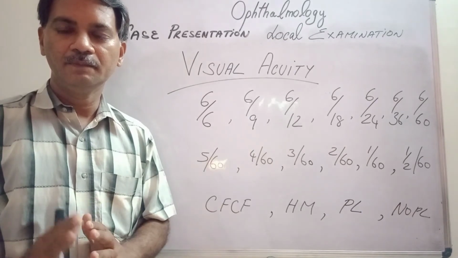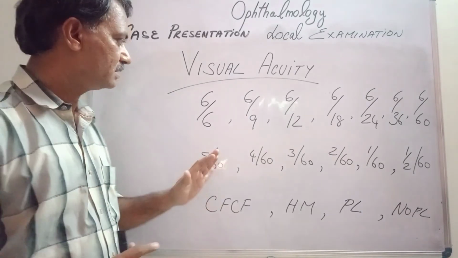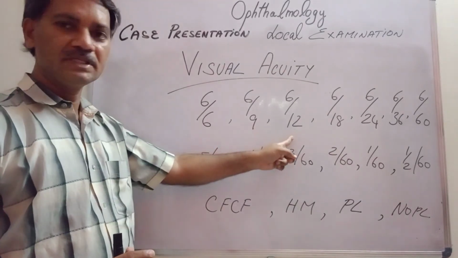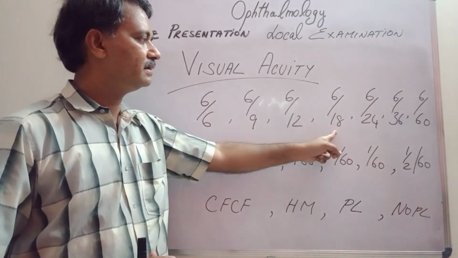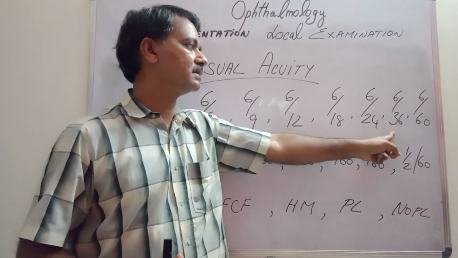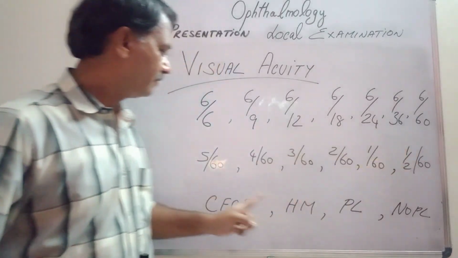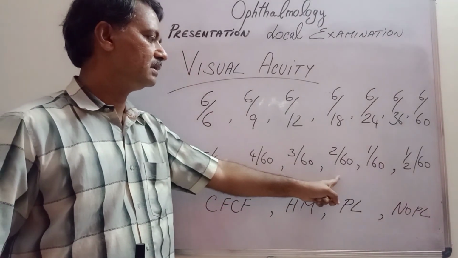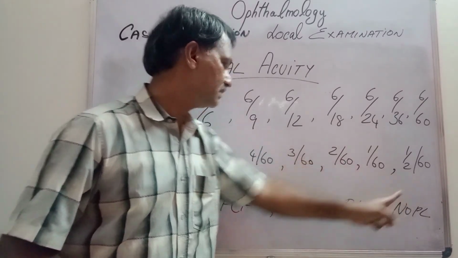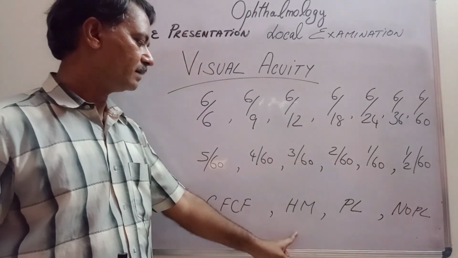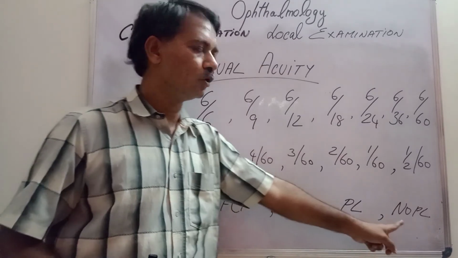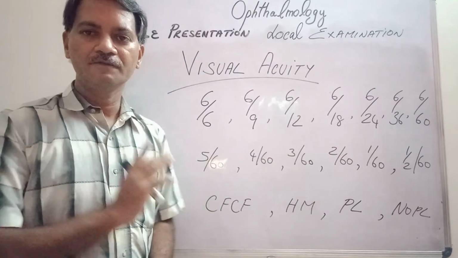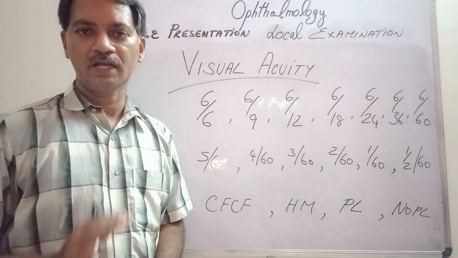Visual acuity will be recorded as only one of these numbers. It can be 6 by 6, it can be 6 by 9, it can be 6 by 12, it can be 6 by 18, 6 by 24, 6 by 36, 6 by 60, 5 by 60, 4 by 60, 3 by 60, 2 by 60, 1 by 60, half by 60, CF, hand movement, perception of light, no perception of light. Only this much or one of these only will be the visual acuity of an eye.